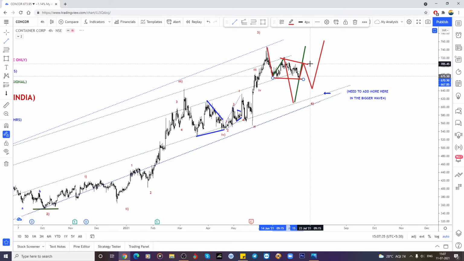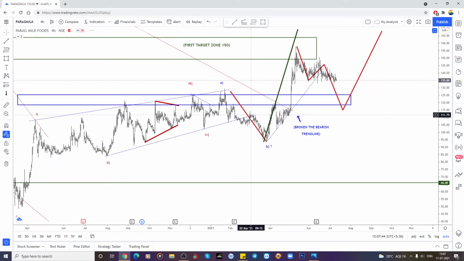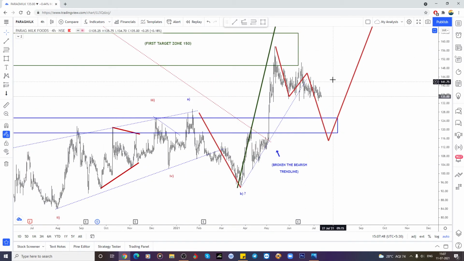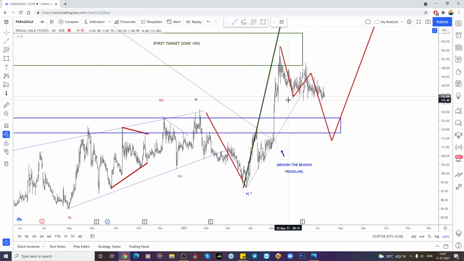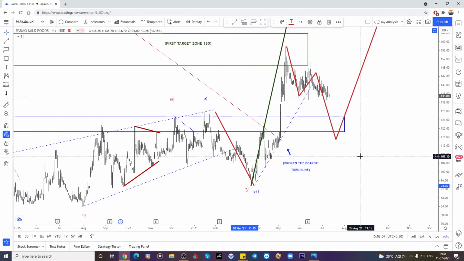That's it. It's very simple to draw like this, but you have to practice. So next is Parag Milk Foods. So that is also what I expected here, 5-wave structure, right? And I already said it could make it like this also if it is the end of that 5-wave structure, because if I place this as a 4, so 1 2 3 4 and 5, I am looking for one more 3-wave structure, and again it can bounce, the same view.